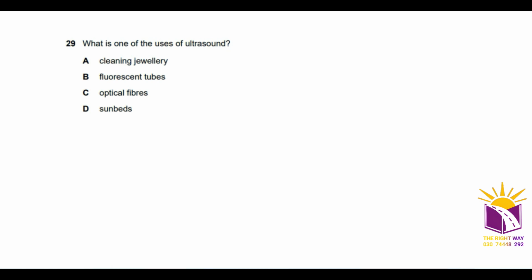Question number 29. What is one of the uses of ultrasound? Okay, I know the use of ultrasound is cleaning jewelry. Ultrasound is a sound wave. Fluorescent tubes are not using sound waves, they are using electromagnetic waves or light waves. Optical fiber uses electromagnetic light waves. In sunbeds we use ultraviolet radiation, which is also an electromagnetic wave. So these three are the wrong options, and cleaning jewelry is the right option.